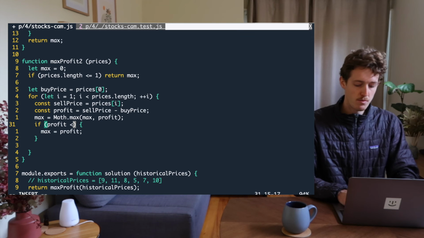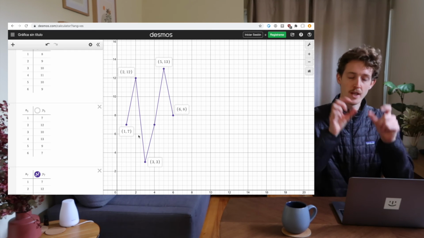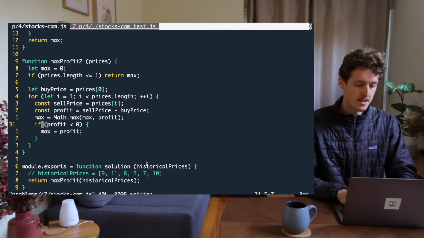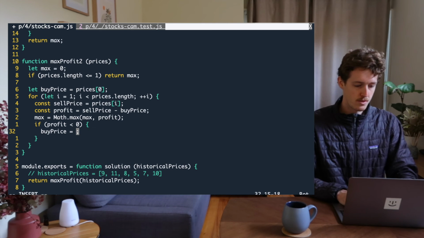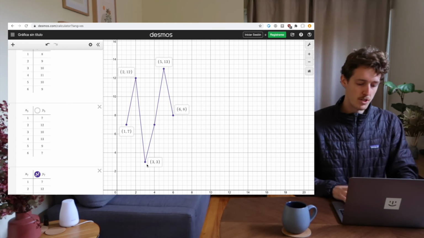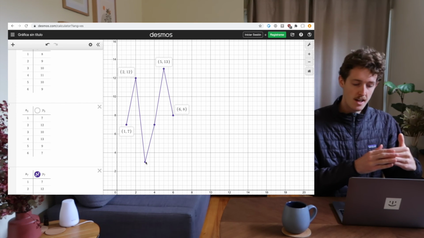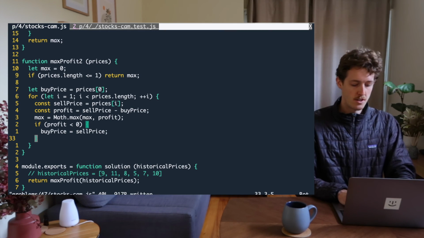All right, so if the profit was less than 0, that means we're looking at a data point that's actually lower than what we started with, or what our current buy price is. So we're going to say, all right, our buy price now equals whatever this sell price is, which in this case means that if we had 7 as our buy price, now it would be 3, and that's it, we just move along to the next data point.